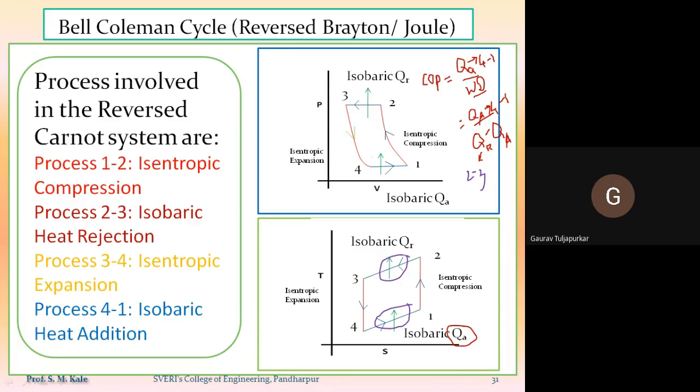Work done. So by using the PV diagram, we are able to calculate the work done or work obtained from the system. And by using the TS diagram, what can we calculate? Heat absorption and heat rejection. Now what do we have to calculate here? We have to calculate heat absorption.